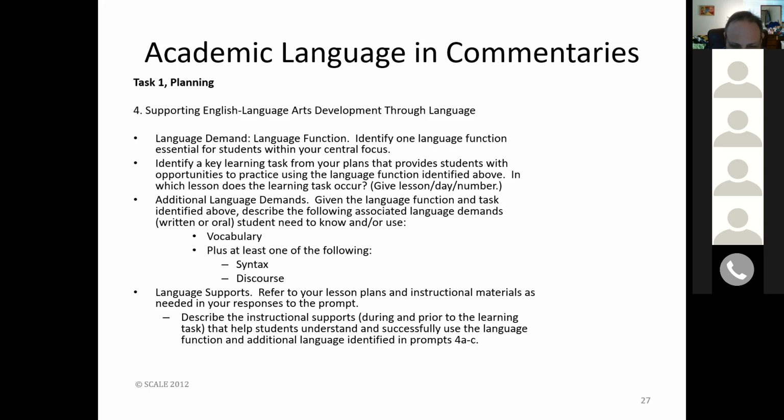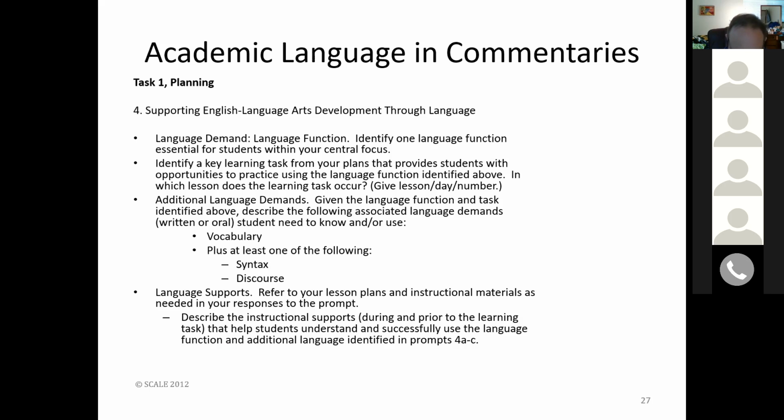Additional language demands. Given the language function and task identified above, describe the following associated language demands, written or oral, the students need to know and or use. Vocabulary plus at least one of the following: syntax and discourse.